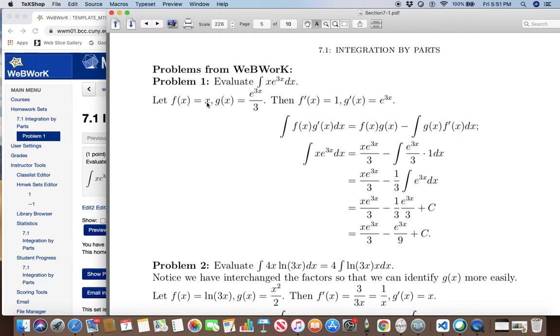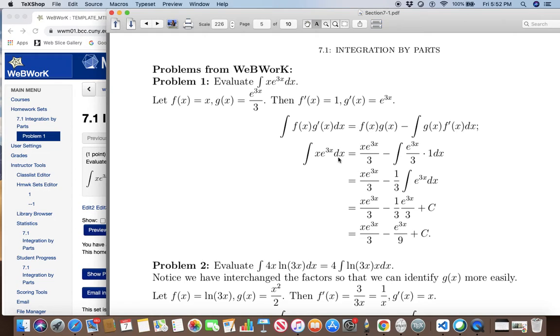First factor is x. Second factor is e raised to 3x. So its antiderivative is g of x. g of x is e raised to 3x by 3. When you do that, the derivative of g is e raised to 3x, which is the second factor. By formula, integral f g prime is fg minus integral g f prime. f is x, g prime is e raised to 3x.